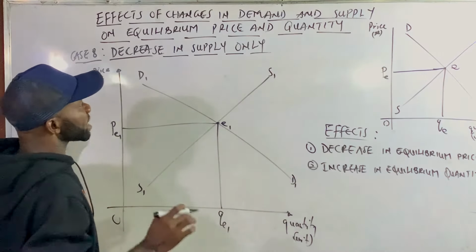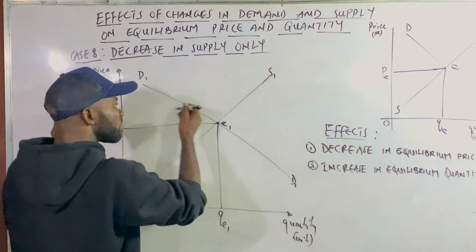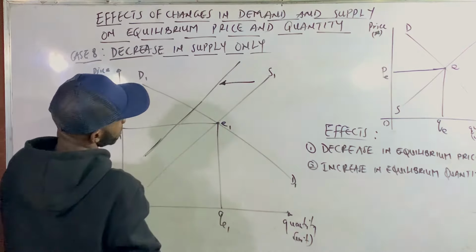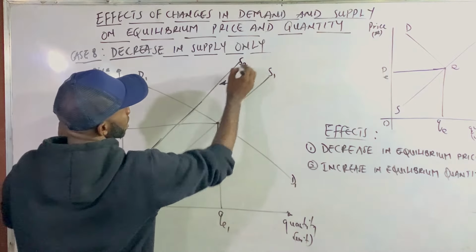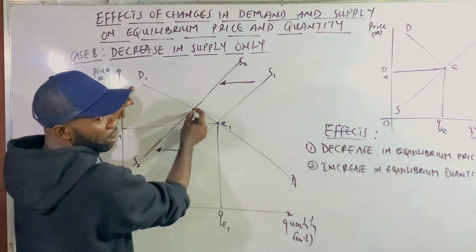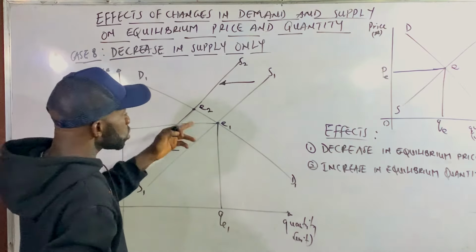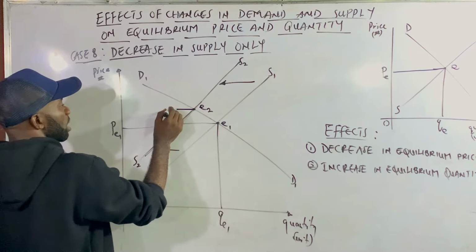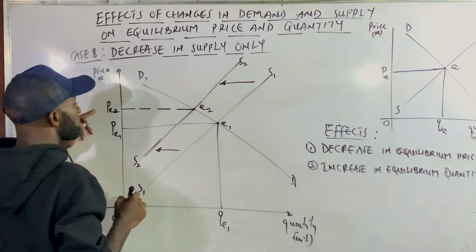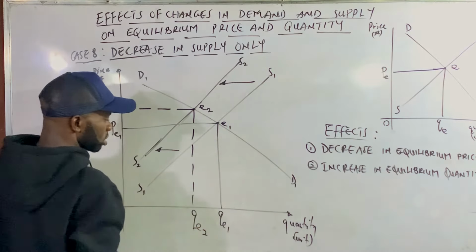The instruction says decrease in supply only. Decrease in supply only is a leftward shift of the supply curve. So we're going this way and then we introduce something else. So S2, and that shows that the new supply curve and the old demand curve, in the absence of a new demand curve, give us the new equilibrium point. The new equilibrium point can be traced to the price line, which gives us the new equilibrium price. We trace it to the quantity line, it gives us equilibrium quantity 2.